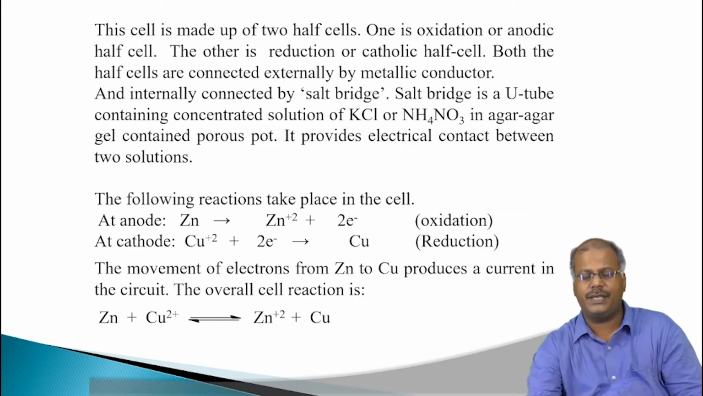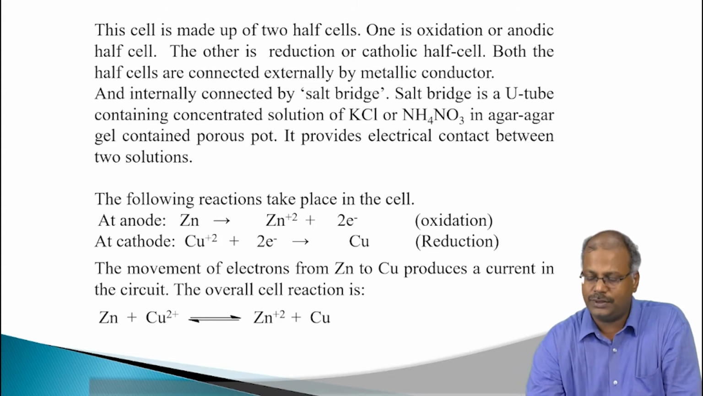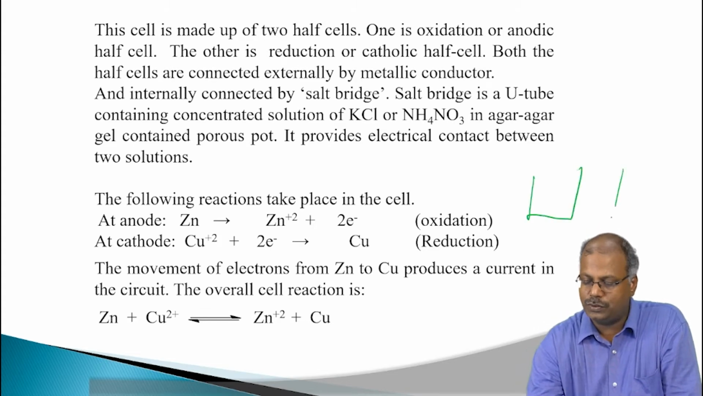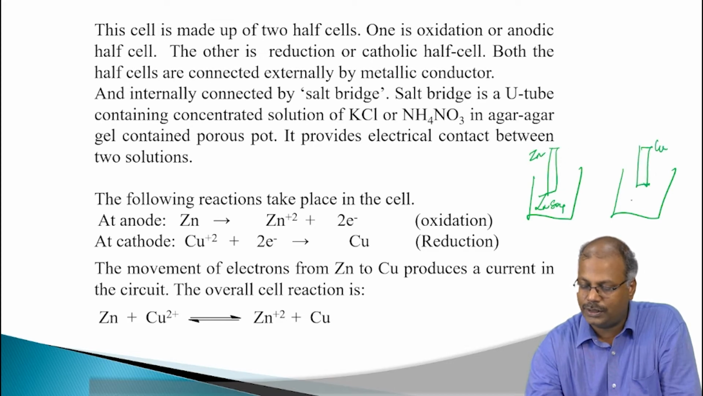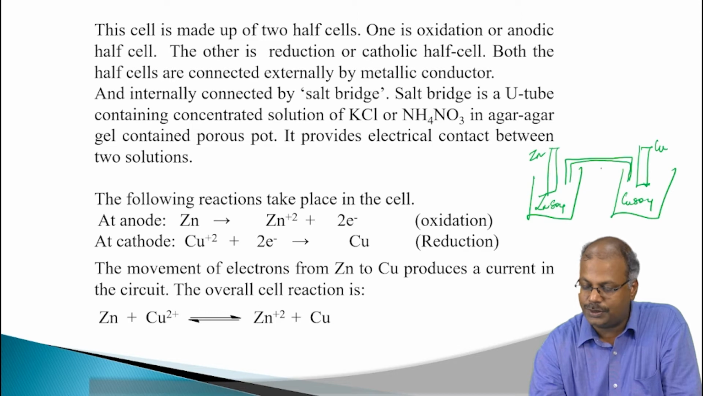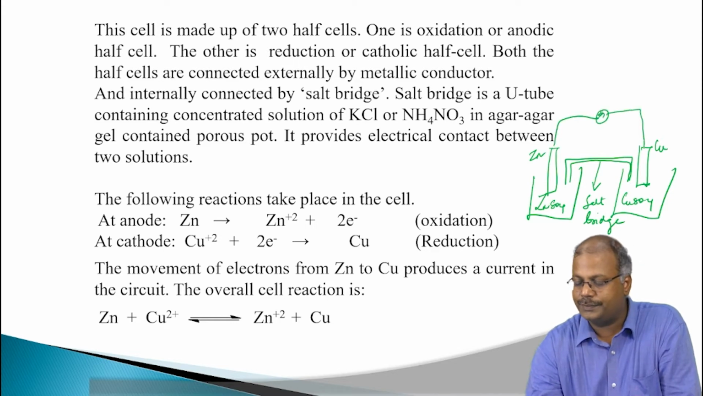Okay, so as we have seen this Daniell cell just now, we have 2 electrodes. One is zinc electrode in zinc sulfate, and the other is a copper rod in copper sulfate. These 2, I told, are connected by a salt bridge. This is called the salt bridge, and these 2 are electrically connected.